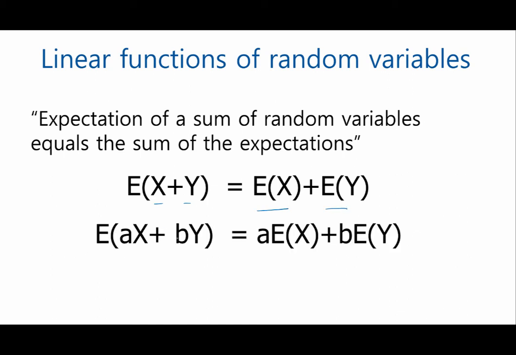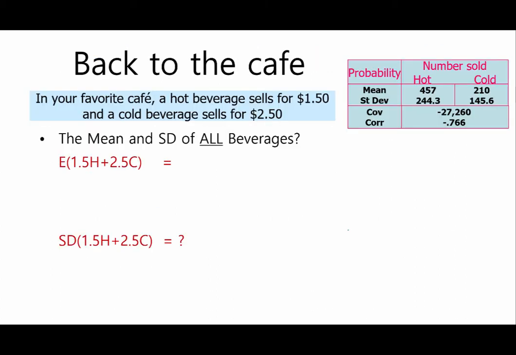There's some multiplication factors going on. We can take those out of the expectation just as we did before. And so that's going to be reasonably straightforward. If we want this expectation, so total revenue is what we're trying to establish across hot drinks and cold drinks.